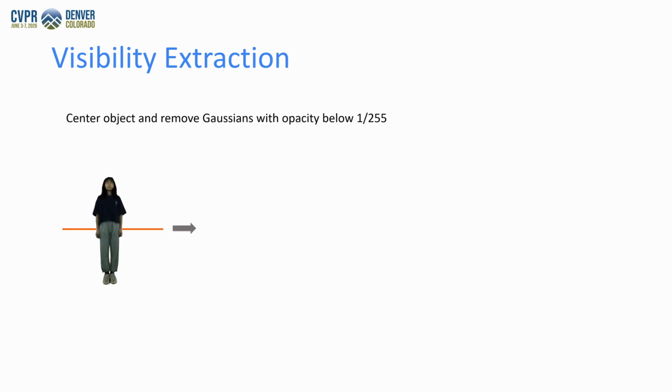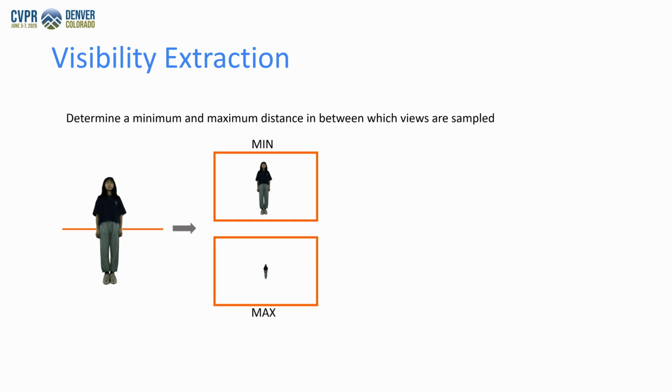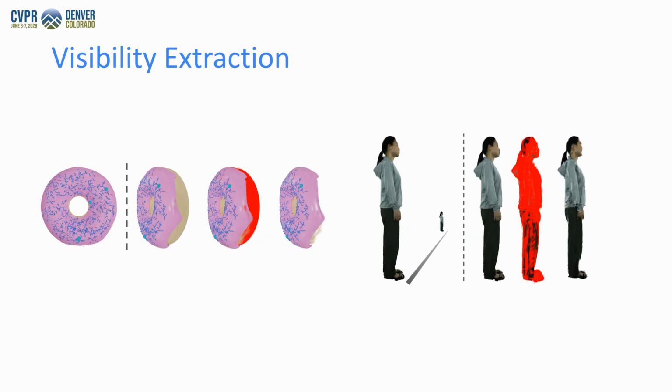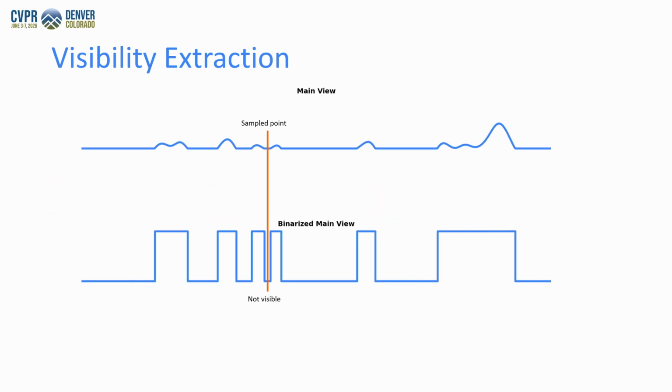Our method starts by extracting the contribution to a set of training views. We center the asset and remove all Gaussians with an opacity below a threshold of 1/255, as these are already ignored in the rasterizer later on. We then calculate a minimum and a maximum distance within which we will sample views based on the projected size of the asset. With this set of views, we extract contribution from the renders using the formulation proposed in EfficientGS and Prune. This formulation accounts for the weight applied to the color, which combines an opacity and a transmittance factor and works with changing directions and distances. We then binarize this formulation with the contribution above 0 indicating that a Gaussian was visible.